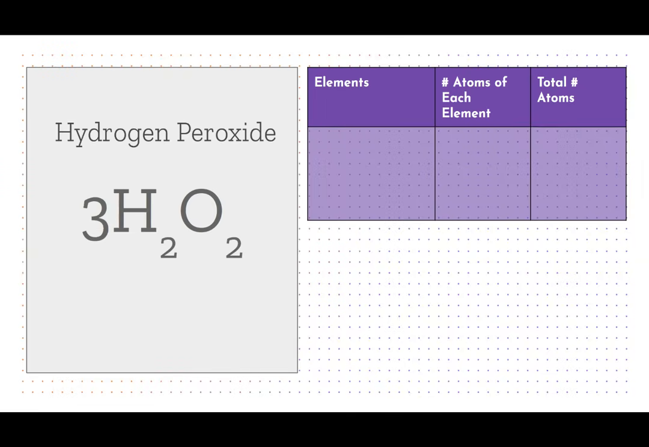Hydrogen peroxide is H2O2, and in this one we have 3 molecules of hydrogen peroxide, of H2O2. So our elements are hydrogen and oxygen. Our number of atoms of each element, we take our subscript for each, we multiply it by our coefficient. So 2 times 3 gives us 6 hydrogen, 2 times 3 gives us 6 oxygen, which means our total number of atoms in the entire formula is 12.